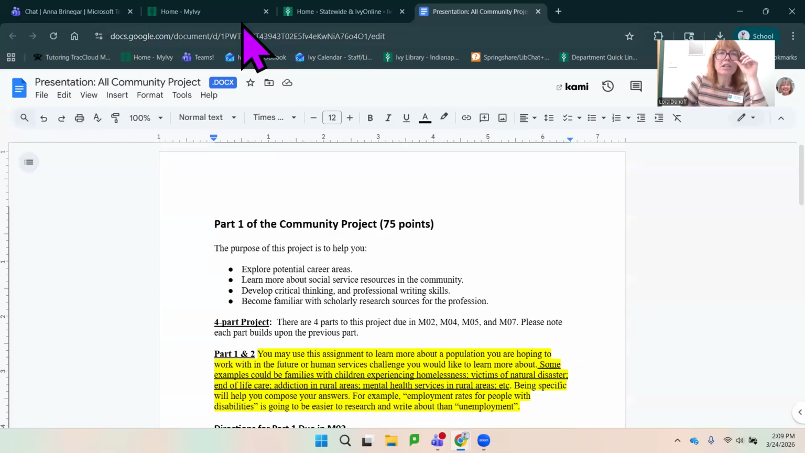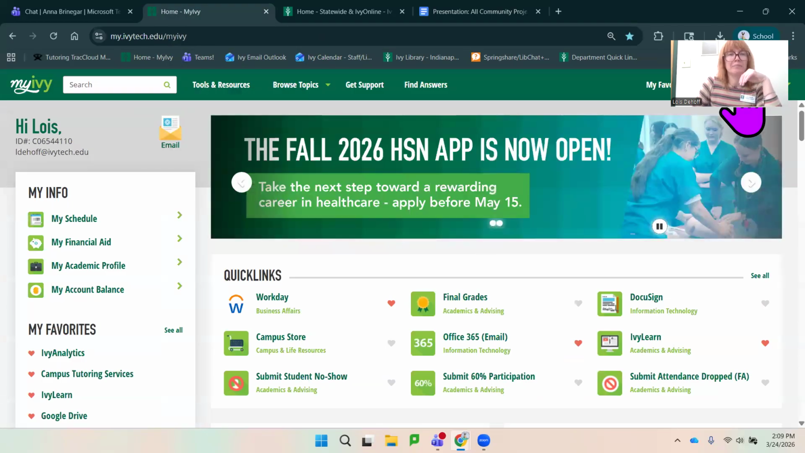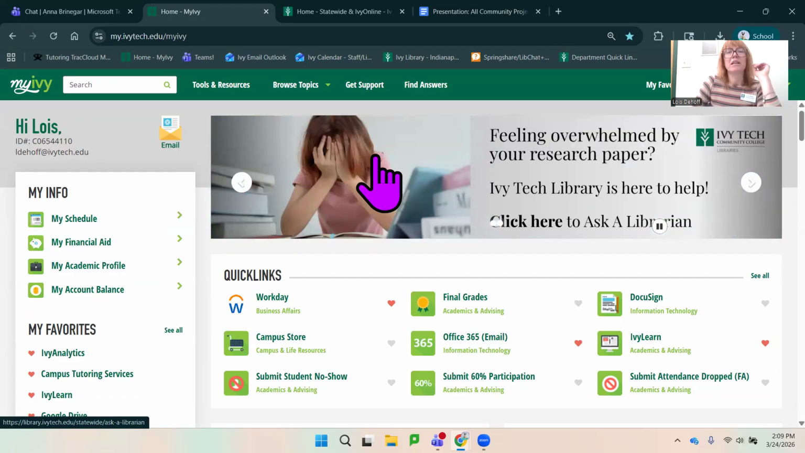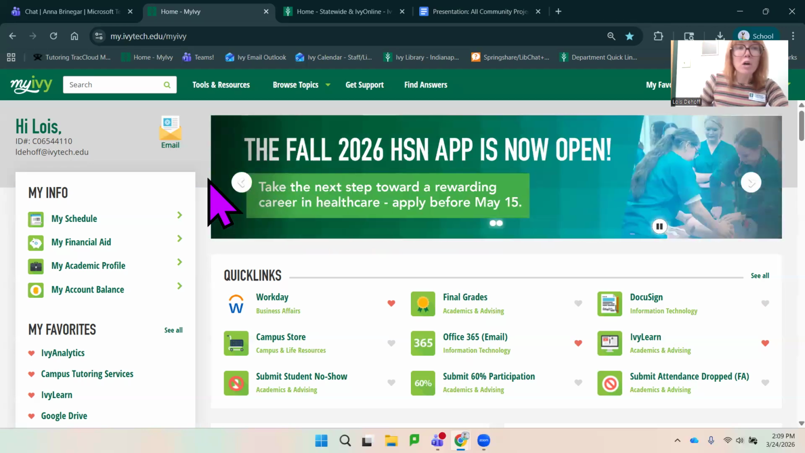I'm going to go ahead and go to my Ivy. That's where I'm going to start this presentation officially, now that we've gone over the rules or the assignment details. We are going to start with my Ivy because this is the most straightforward way of getting to your library homepage or library site, before you inevitably, hopefully, just bookmark it.